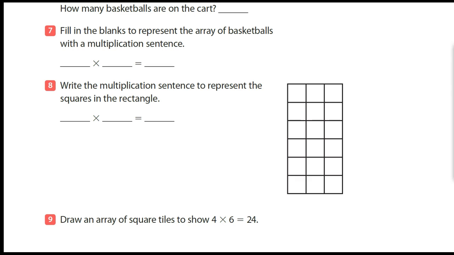Okay, the first product is going to be what? It tells me how many rows. So how many rows do I have? 1, 2, 3, 4, 5, 6. I have 6 rows. How many in each row? 3. So how many altogether? 18.